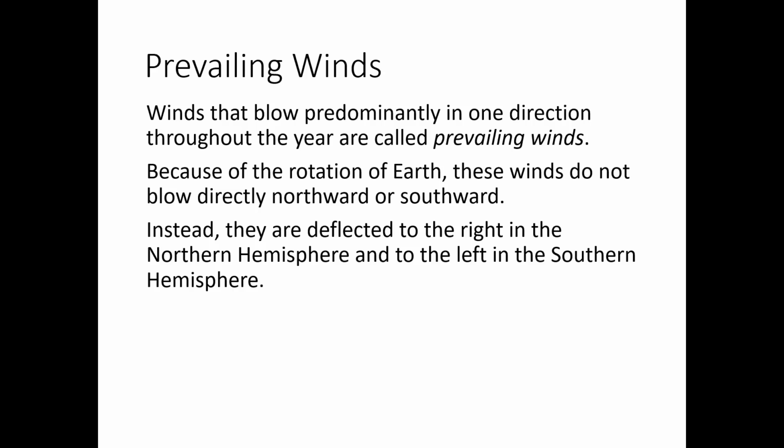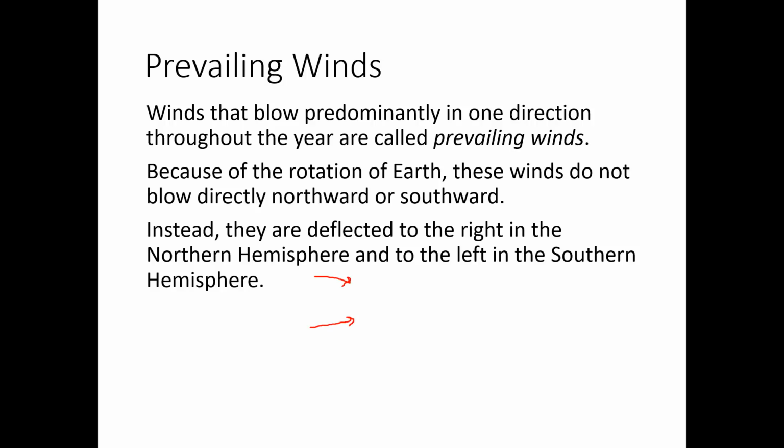Okay, just some more terminology. A wind that's going to blow predominantly in one direction throughout the year is going to be called a prevailing wind. And because of the rotation of the Earth, these winds are not going to point directly northward or directly southward. Rather, they're going to be deflected to the right in the northern hemisphere, and then to the left in the southern hemisphere.